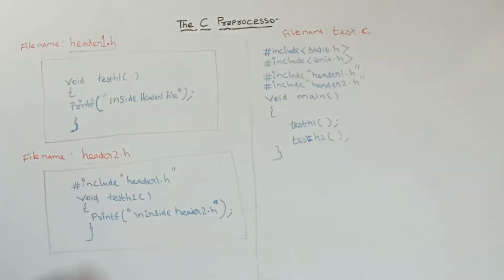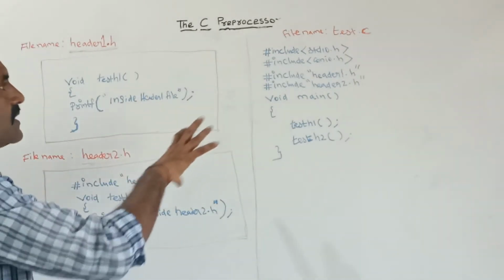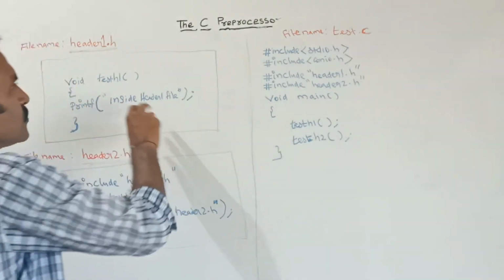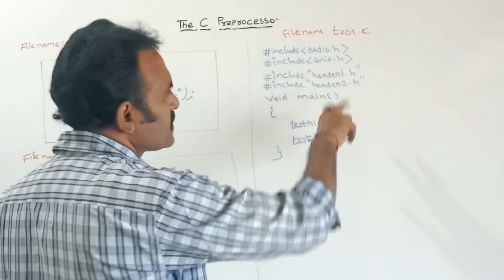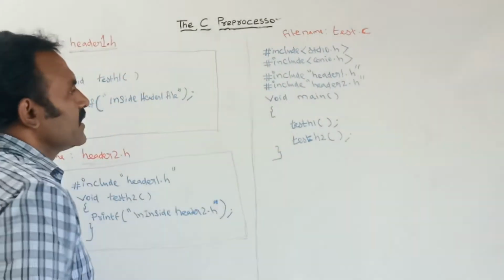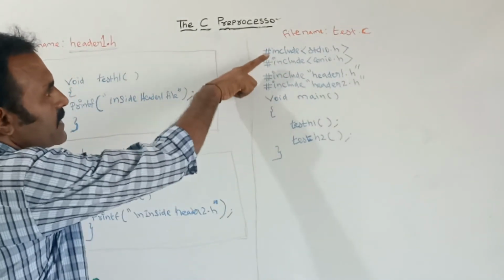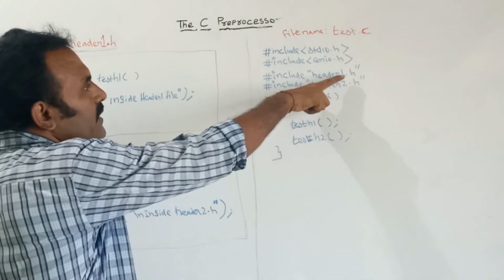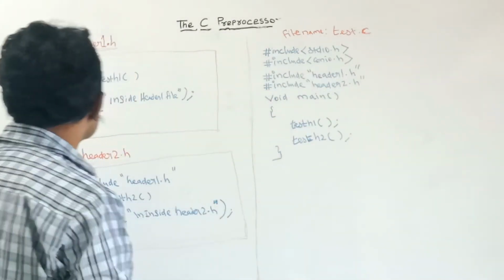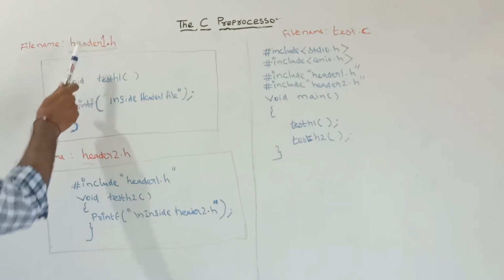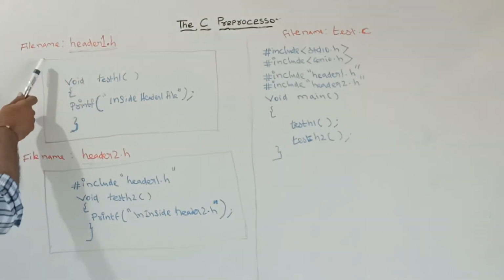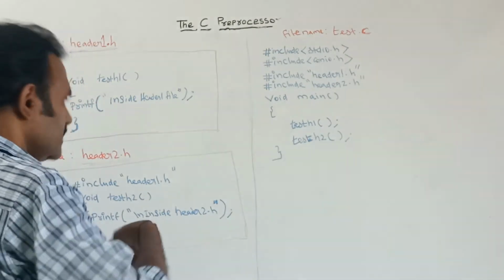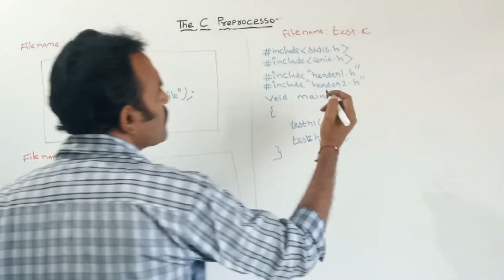While compiling, at the very first step the preprocessor will include the header files into our source code. Here stdio.h, conio.h and all these will be included. After that I am telling it to include header1.h. So this header1.h code is included here, in this part.